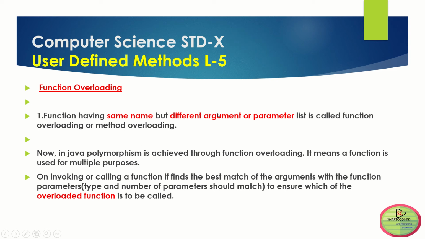So these are the main highlights you should remember: the main definition of function overloading is the first point. Polymorphism is one of the features of OOPS which can be achieved through function overloading in Java. Function overloading comes into existence to solve a purpose when a function is used for multiple purposes. Okay, so let us see.